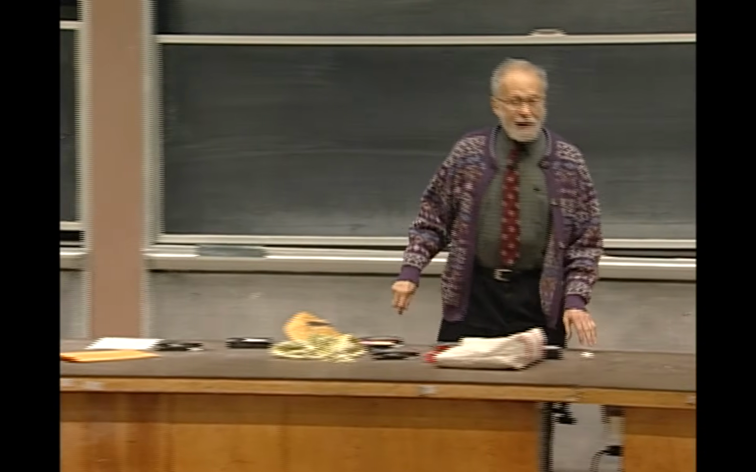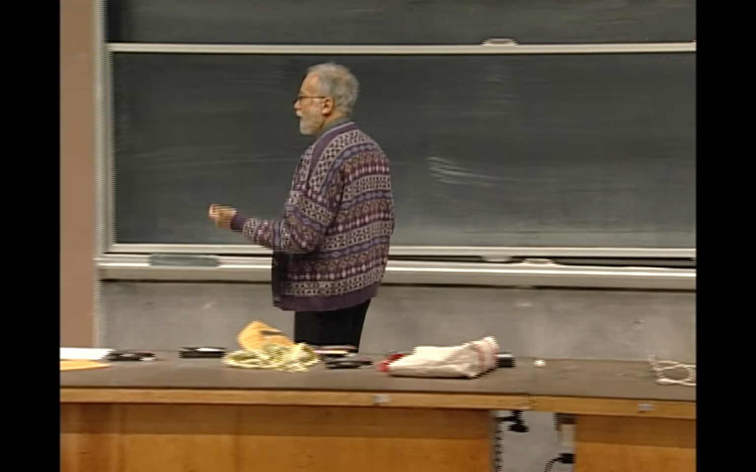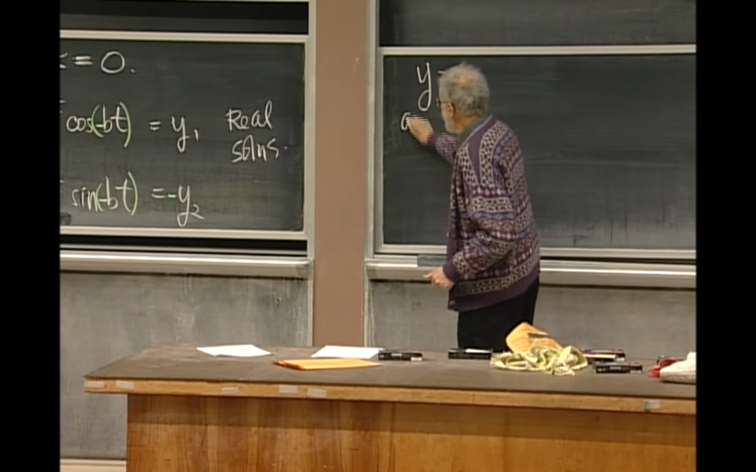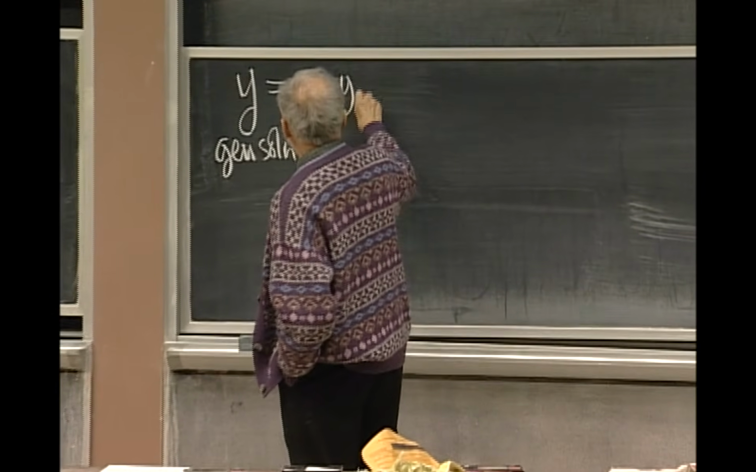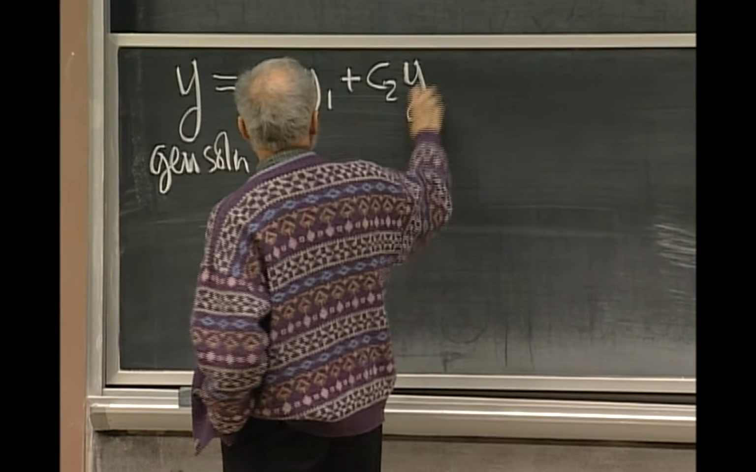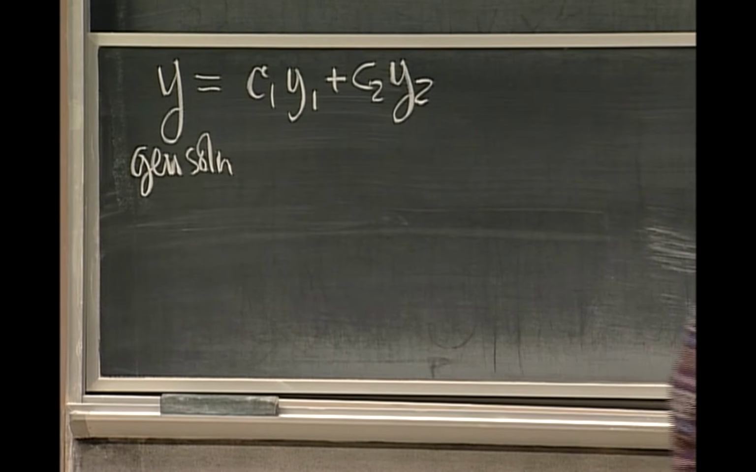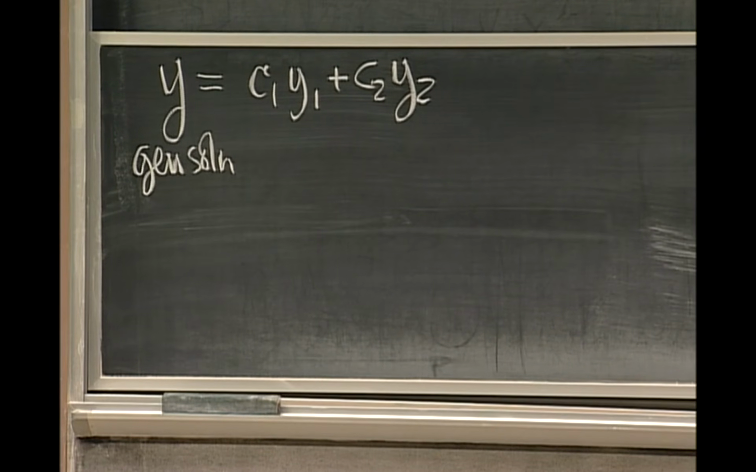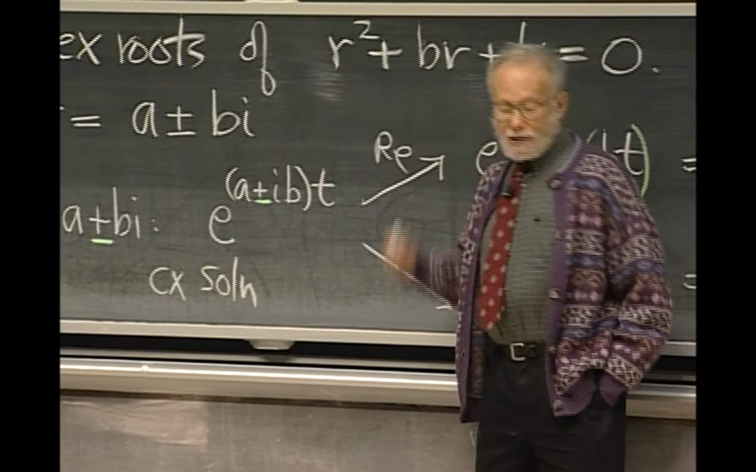Now, I don't care if I get y2 or negative y2, because what am I going to do with it? When I get it, I'm going to write y, the general solution, as c1 y1 plus c2 y2. So if I get negative y2, that just changes that arbitrary constant from c2 to minus c2, which is just as arbitrary a constant. So in other words, there's no reason to use the other root because it doesn't give anything new.